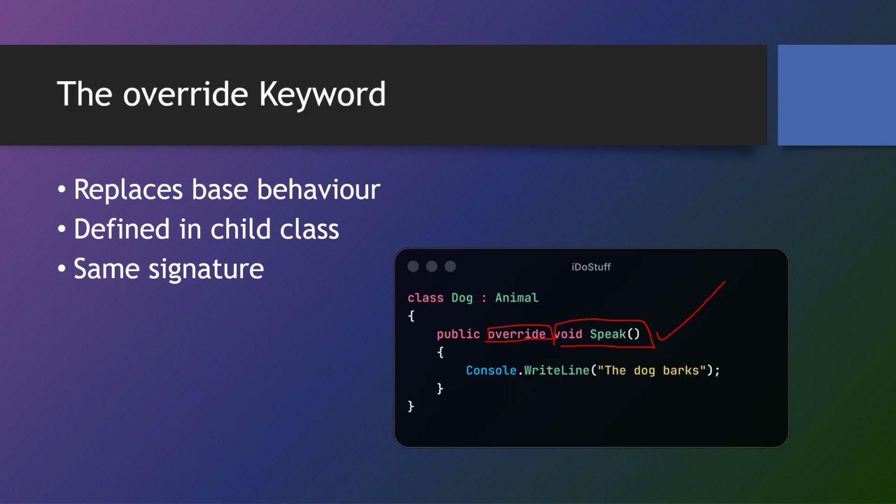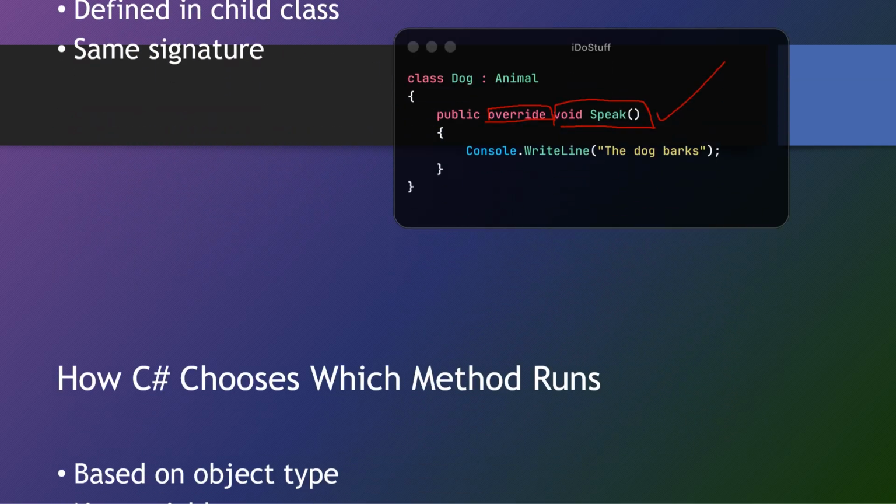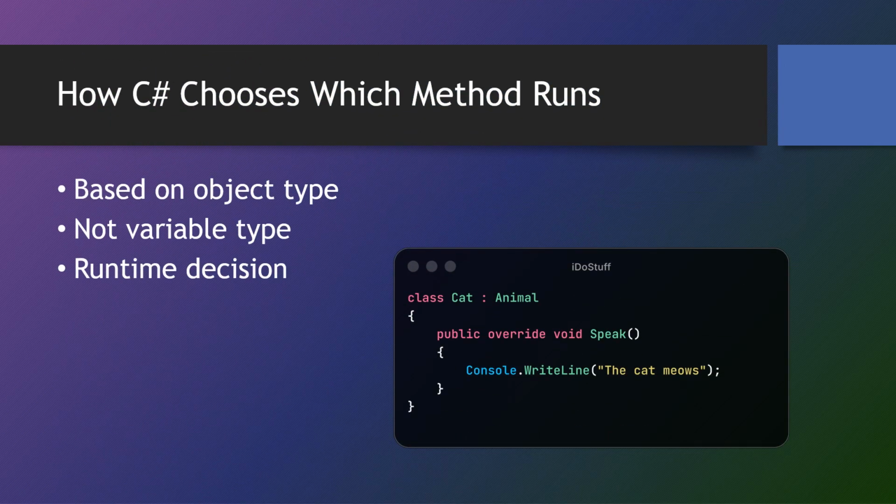How C# decides which method runs. Here's the interesting part. C# chooses the method based on the actual object type, not the variable type. That decision is made at runtime. So if a base class reference points to a child object, the child's overridden method runs. This is called polymorphism, and it's a core OOP concept.